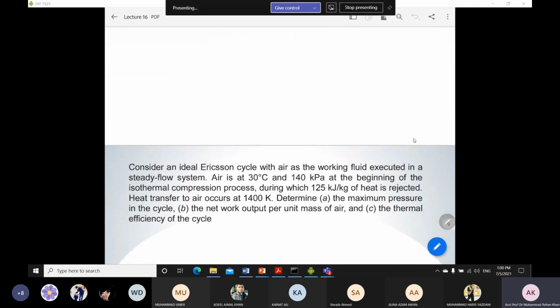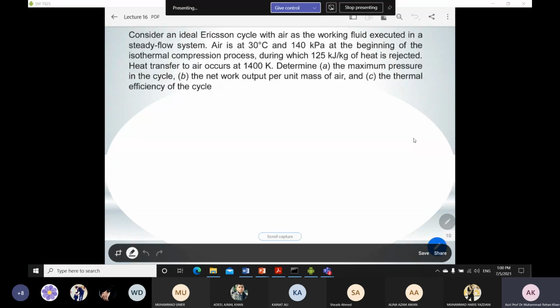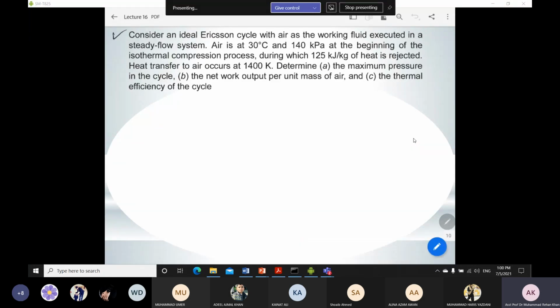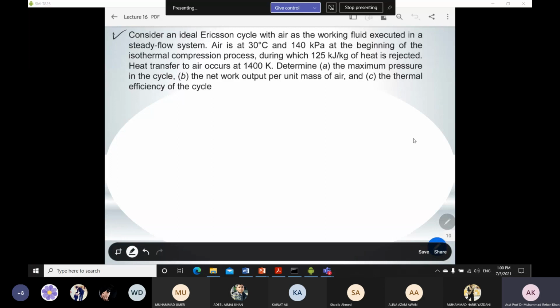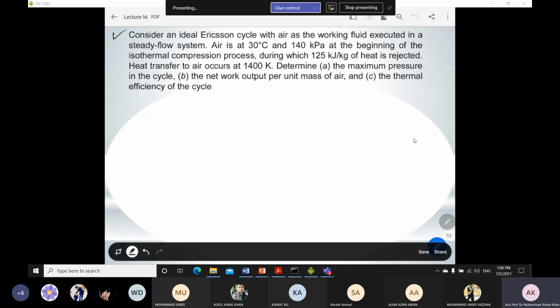Okay, so now coming towards the question which you have to solve. It is a very simple question. I already solved it in 9-65, so only the data is different. Consider an ideal Diesel cycle with air as the working fluid executed in a steady flow system. Air is at 30 degrees and 140 kilopascal at the beginning of the compression process. So P3 is known to you.